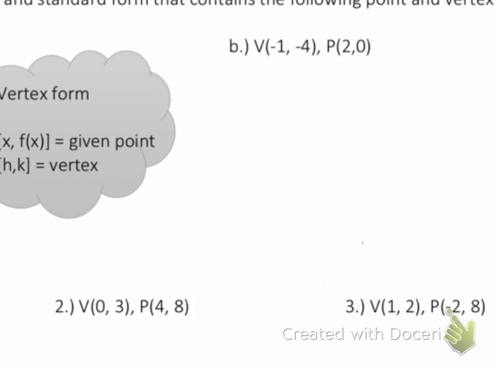Now be really careful that sometimes they're going to flip-flop the points that they give you. So now the vertex is first and the point is second. That's really annoying, isn't it? So let's start with my vertex form equation.